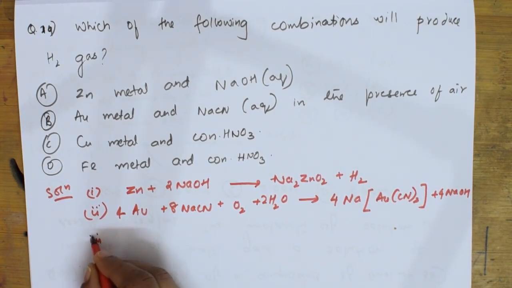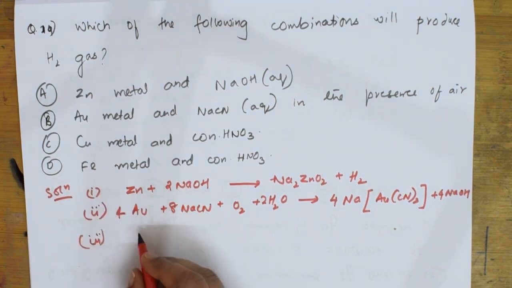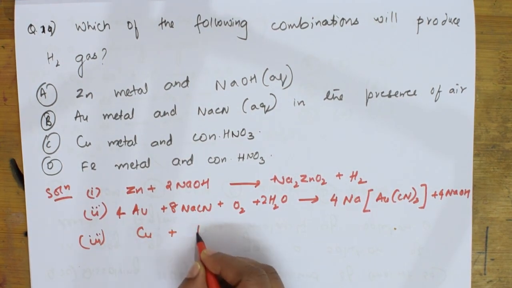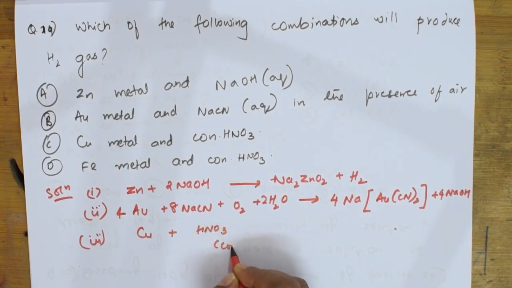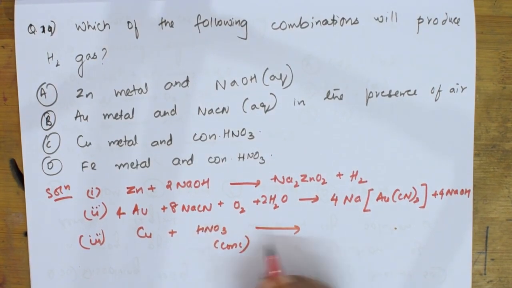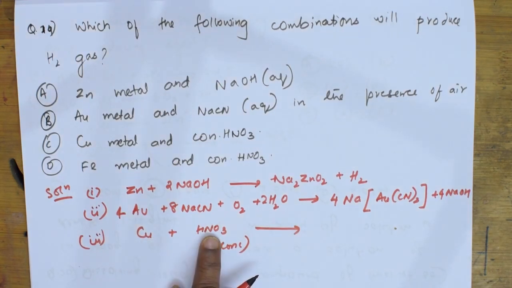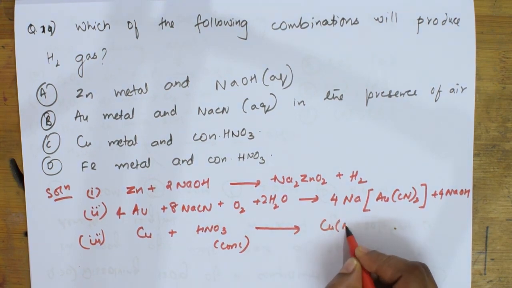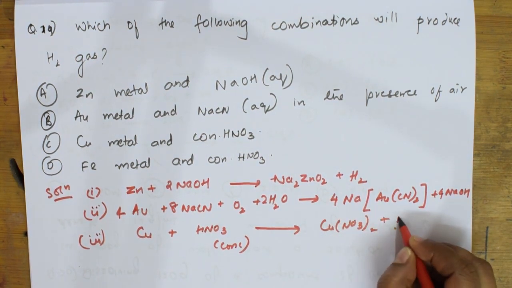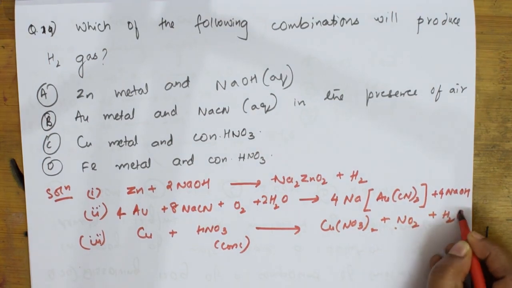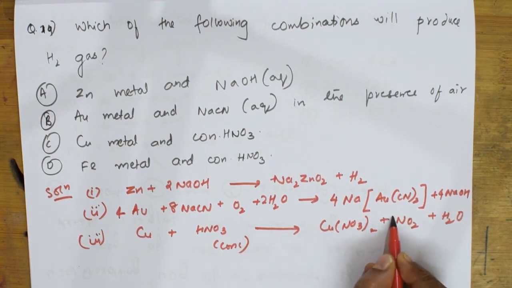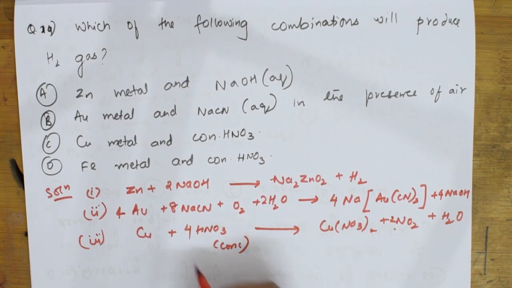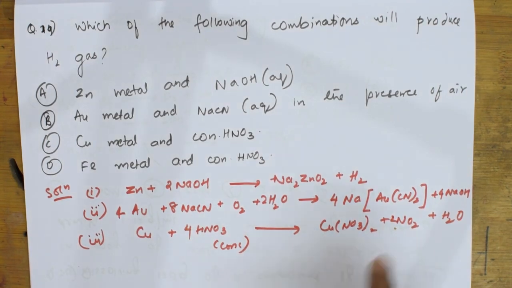When I see the third reaction, they said copper metal reacts with concentrated nitric acid. Copper plus concentrated HNO3. What do we get? Metal plus acid. The important thing is that when nitric acid reacts, there is evolution of nitrogen dioxide gas. So copper nitrate forms first, then nitrogen dioxide is evolved with water. Let us balance: 2, this is 2, this is 4. So there is no hydrogen gas evolved.